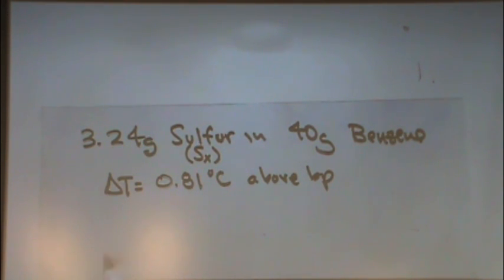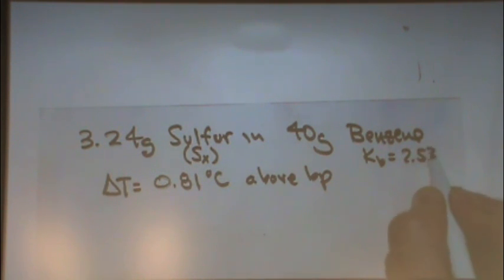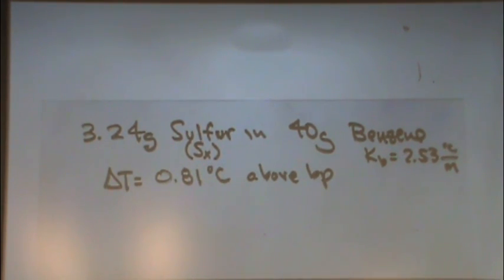In one molecule of dissolved sulfur, Kb of benzene, the constant, is 2.53 degrees C per molal. In this case, this is the second type. There's two types: the plug and chug, and then the more involved one. In this kind of example, you're going to solve for molality and then do a unit conversion to what we want.